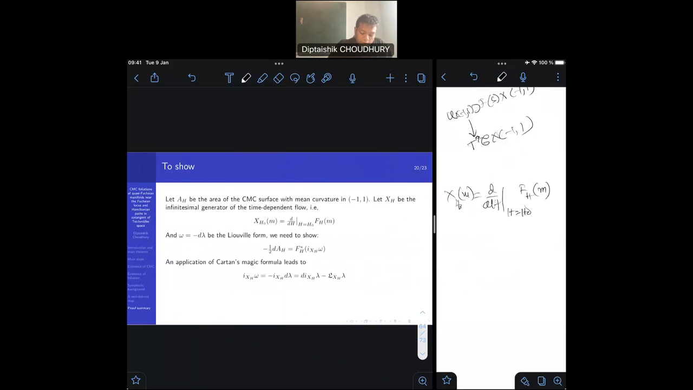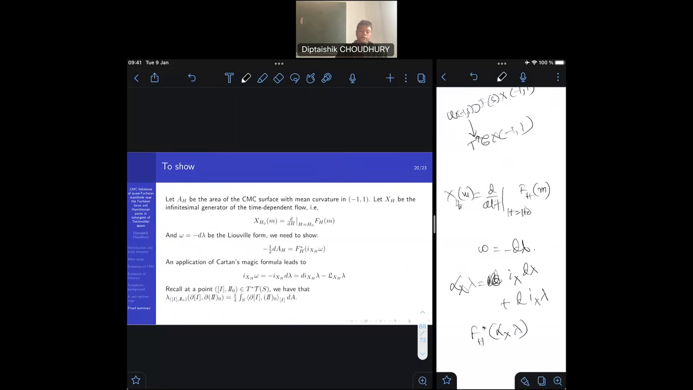And then you have omega given by minus d lambda, where lambda is the Liouville form. And then you have Cartan's formula, which says that the Lie derivative of lambda is equal to the contraction of d lambda with respect to X plus d of the contraction of lambda. If you just apply that to this formula, what you want to do is basically compute this pullback of the Lie derivative and the other terms, which will actually come out in a nice way.